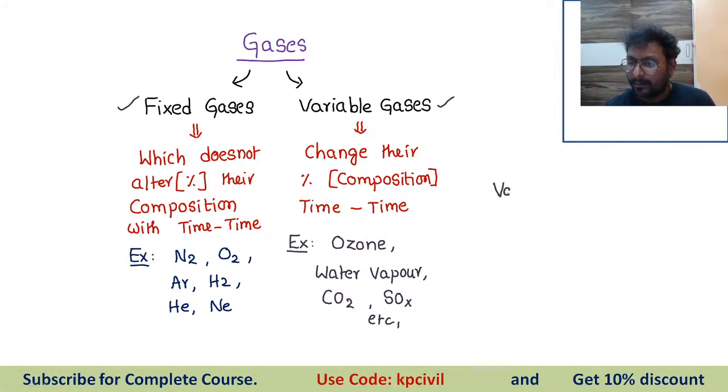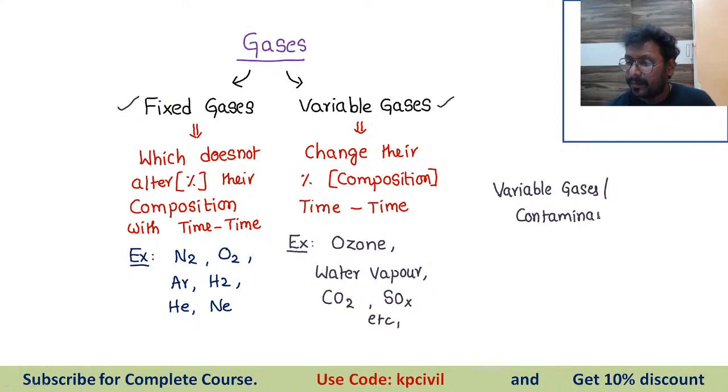So I will write down here. Variable gases, other physical, chemical, biological. I think more adverse effects are due to oxides of sulfur and chlorine. Yes, correct, Dharam.